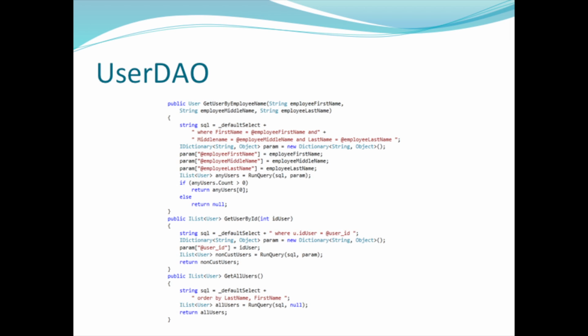So we're saying, using the default select, give me the first name where it's equal to the one that we're passing in, the middle name, and the last name, again using these parameters objects. And then we run the query for it. As you can see, what we get back is a list of users here. And then if we actually have results back, then we're going to pass back that full list.